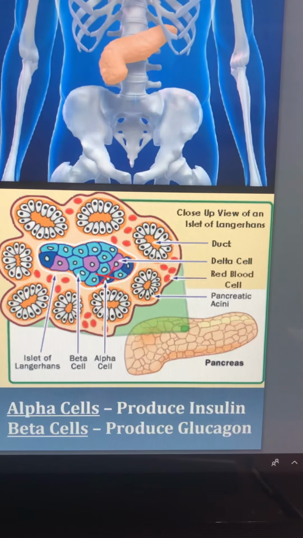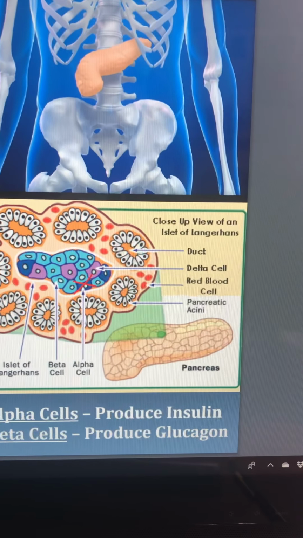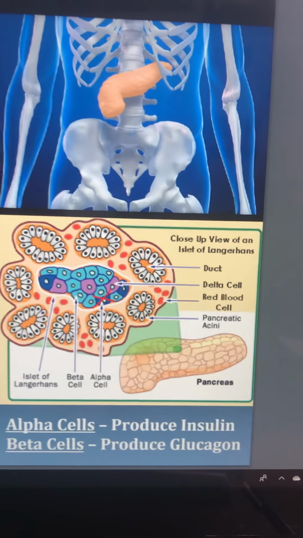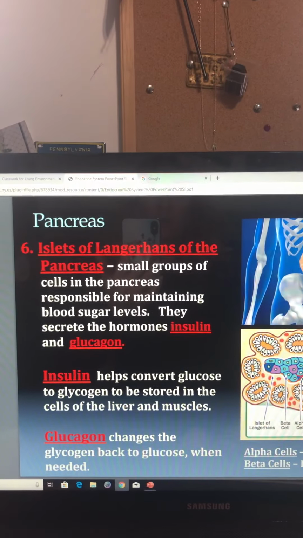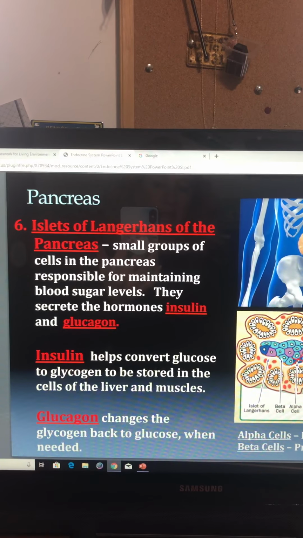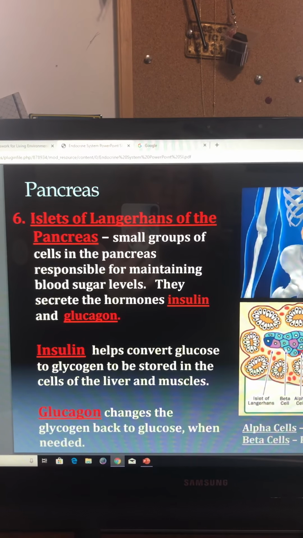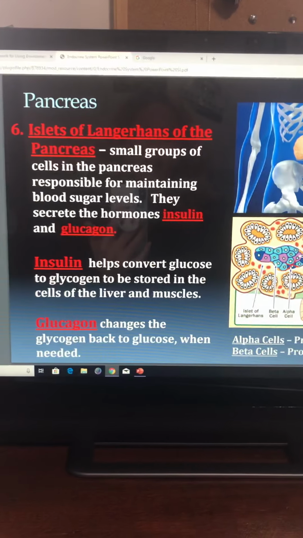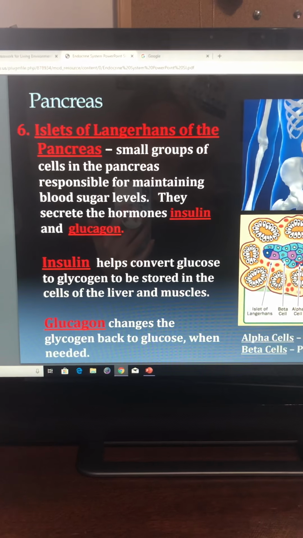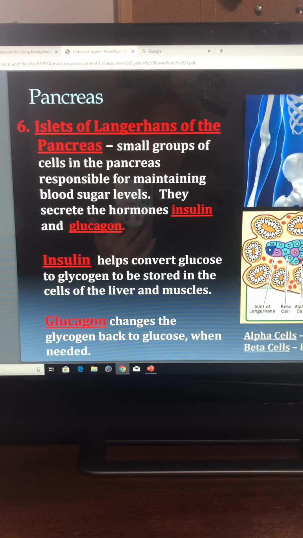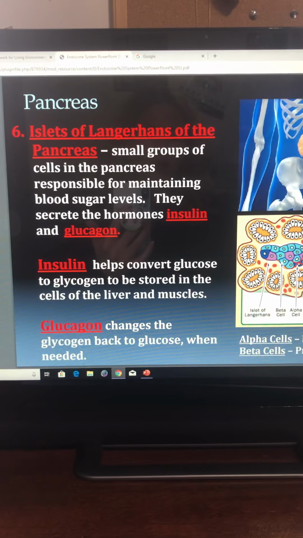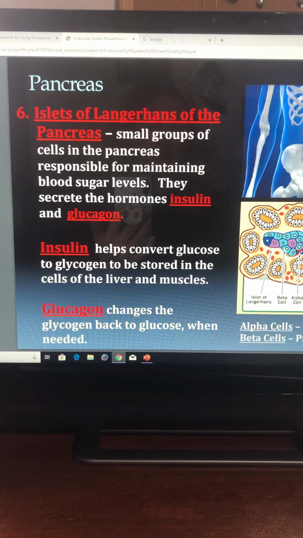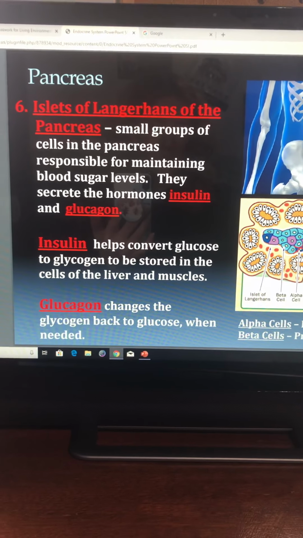If you were to take that pancreas and blow it up, the pancreas is sort of like a fluffy structure below the stomach, and it's a small group of cells in the pancreas, and it's responsible for maintaining blood sugar levels, and they secrete the hormone insulin, and they also secrete a hormone called glucagon. Insulin is the hormone that helps to convert your glucose levels, your sugar levels that are in your blood, to glycogen to be stored in the cells of the liver and in the muscles. And glucagon is going to change that glycogen back into glucose when it's needed.